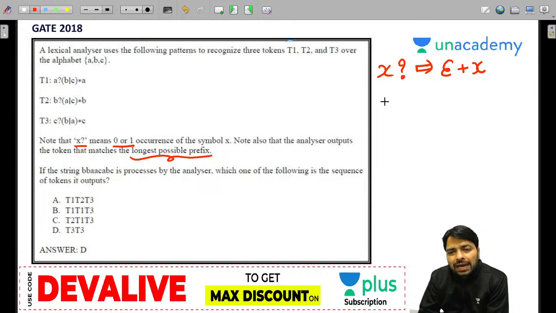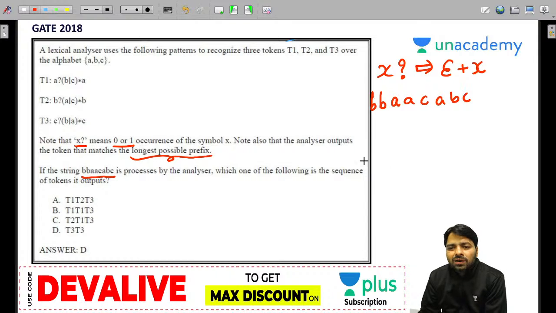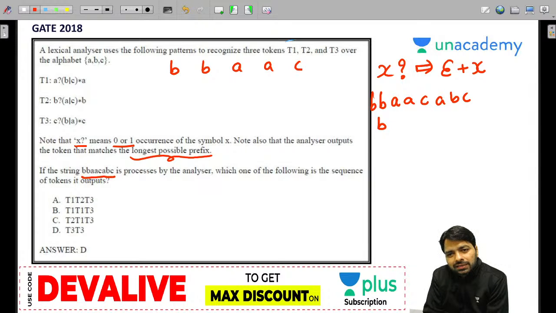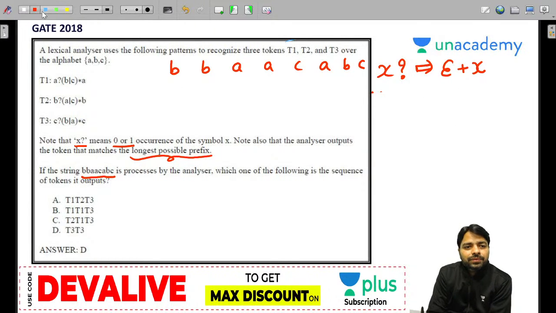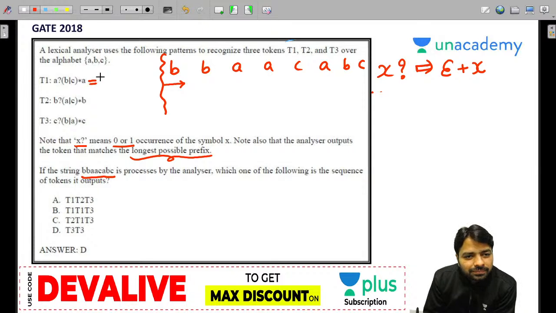Your string is B, A, B, A, C, A, B, C. For safe side, I'm just taking a little bit of distance. I need B, A, C, A, B, C. Now, what is the use of writing this much space? You will understand. And guys, I am going to scan from here. When I am trying to scan B, what is matched? Here, can I get a B?